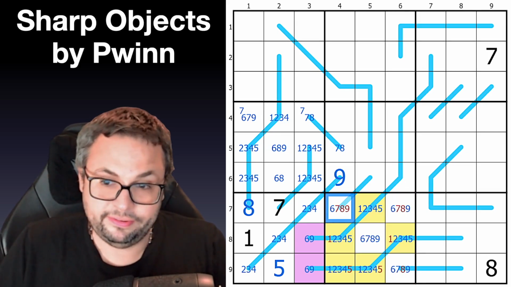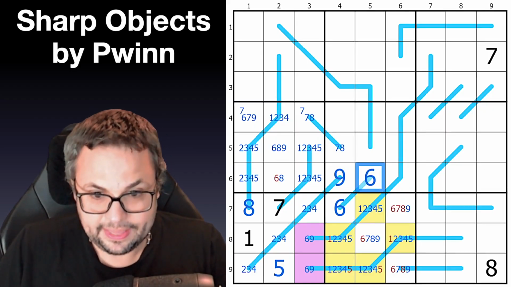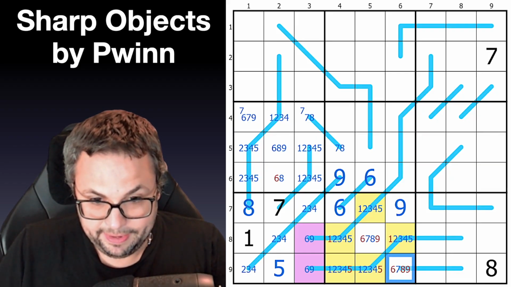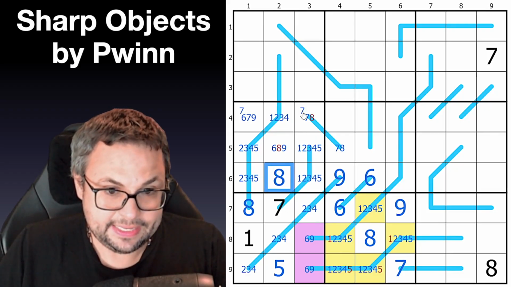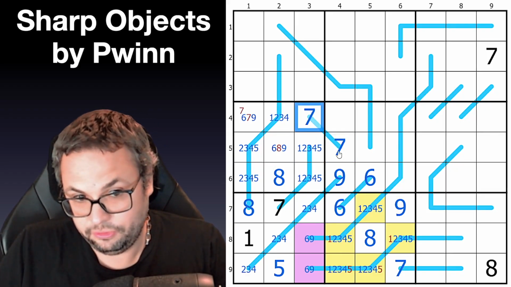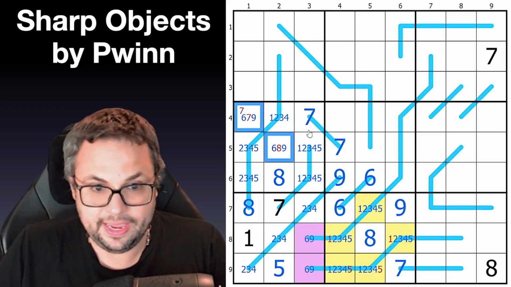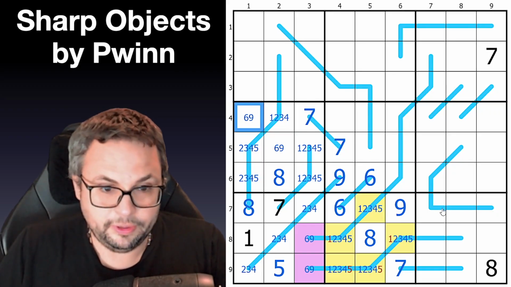But now, beautifully, this cell is a naked 6. And so, therefore, that is a 6. And that's going to give us a lot of damage, because now that is a naked 9, making that a 7 and an 8, making that an 8 and a 7, which gets tricked across the line. Making these a 6-9 pair of some description.